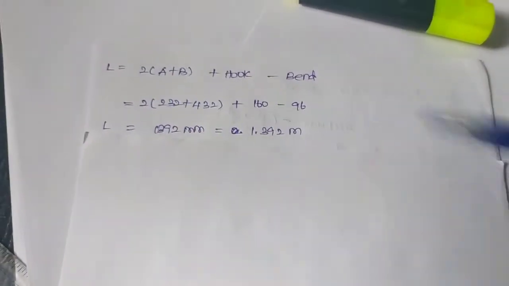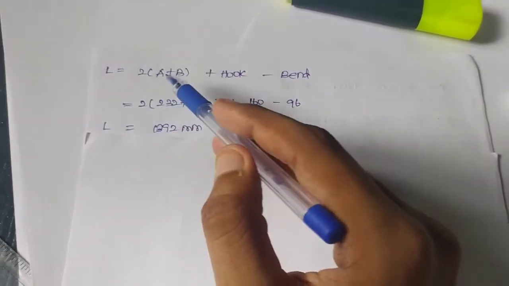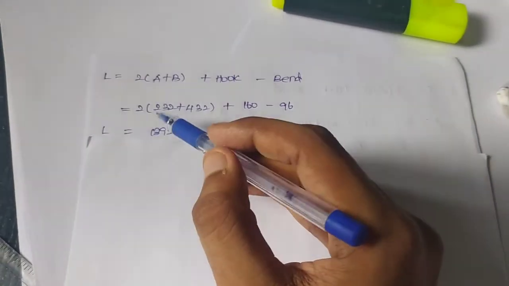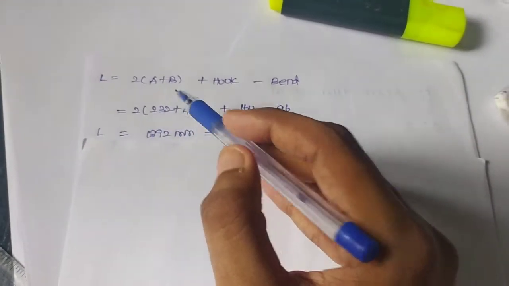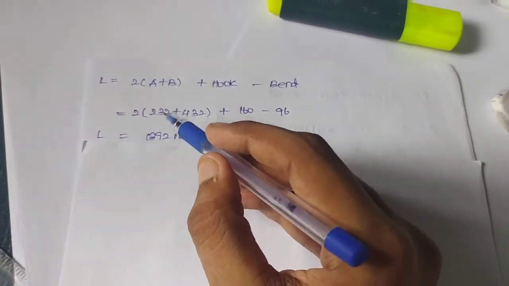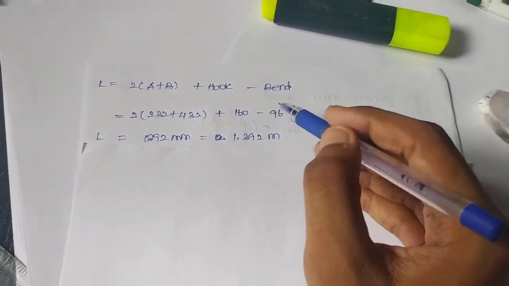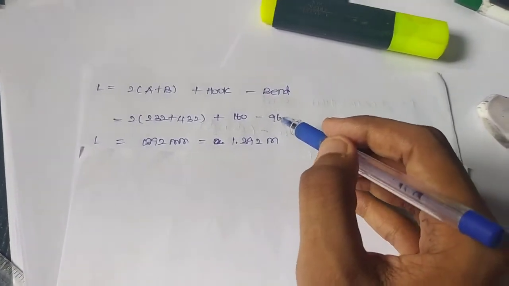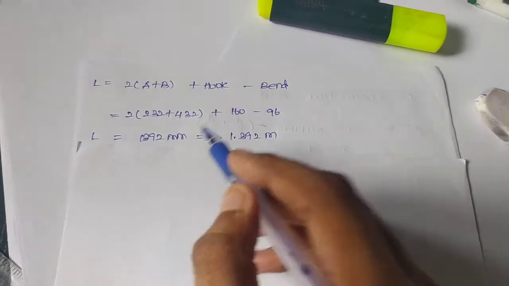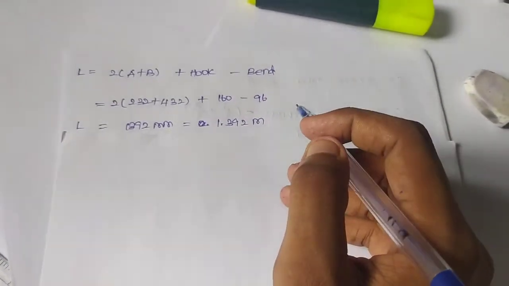Now we are going to put all these values in the formula for cutting length. The cutting length is equal to 2 into (A plus B) plus hook minus bend. 2 into A, which we have calculated as 232 mm, plus B, which we have calculated as 432 mm, plus hook, which is 160 mm, minus bend, which is 96 mm. So L is equal to 1392 millimeter, which is nothing but 1.392 meter.